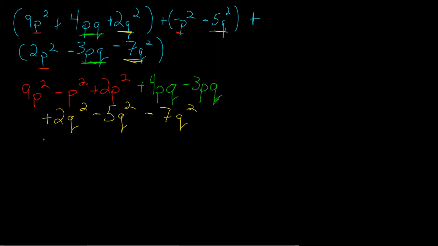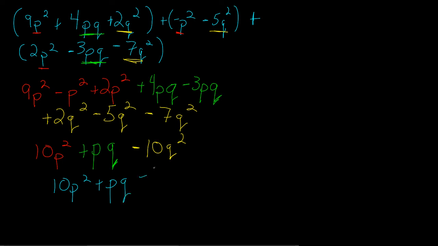I think the hardest part is saying these things. So 10p squares. I have 4 PQs minus 3 PQs, so that's plus 1 PQ. Get my tails on my Q's. I have 2Q squares minus 5Q squares minus 7Q squares, so that's 2 minus 5 is negative 3, so I get negative 10 Q squares. And I'll write my final polynomial all in blue again. 10p squared plus pq minus 10q squared.